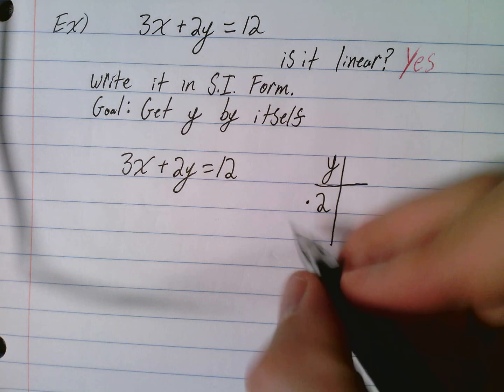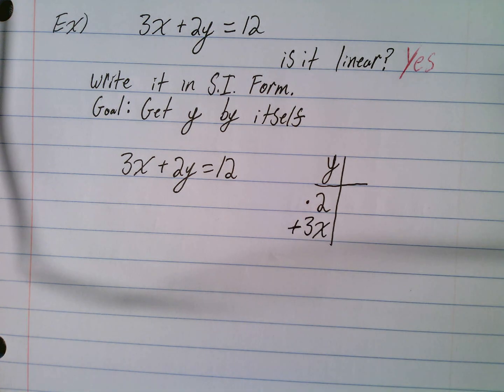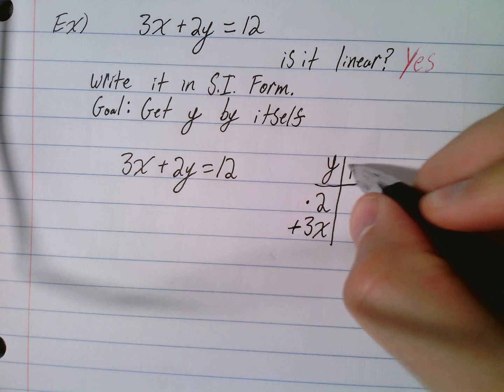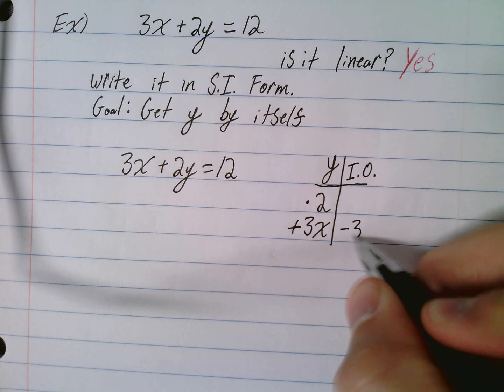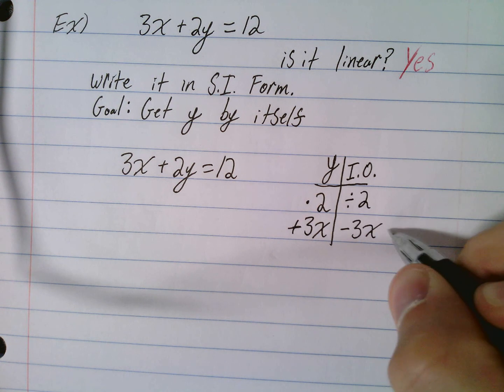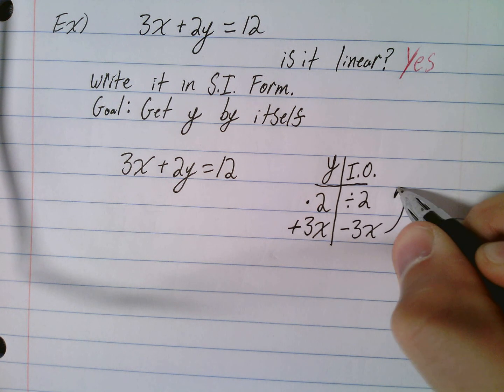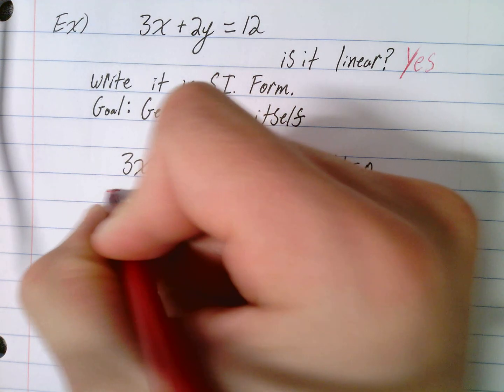And then you're adding 3x. So how do I undo this? Good, so I'm going to subtract 3x and divide by 2. And we're going to work backwards here because those are our inverse operations. So the first thing that we're going to do is subtract 3x.